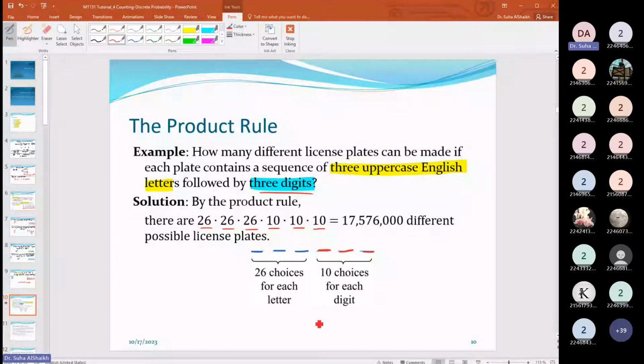Does it make sense? It says the first 3 places I put English letters, and then 3 other places I put digits. So we have 26 three times, and we have 10 three times as well. And this will be the answer if you do the calculations. Okay?